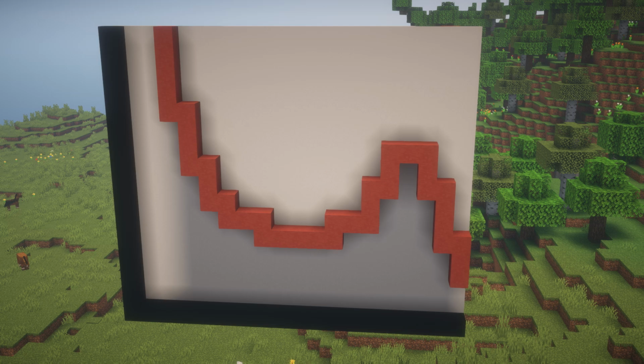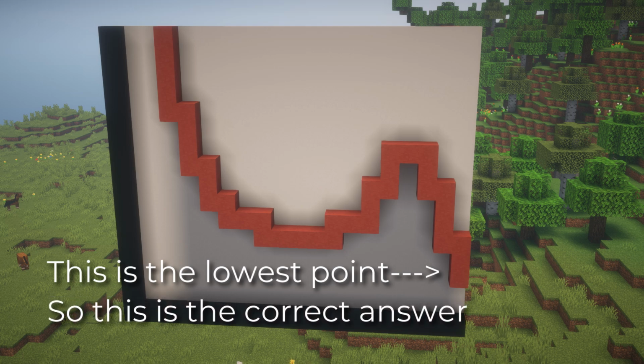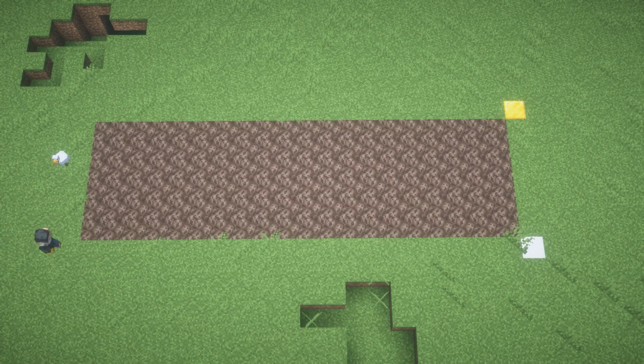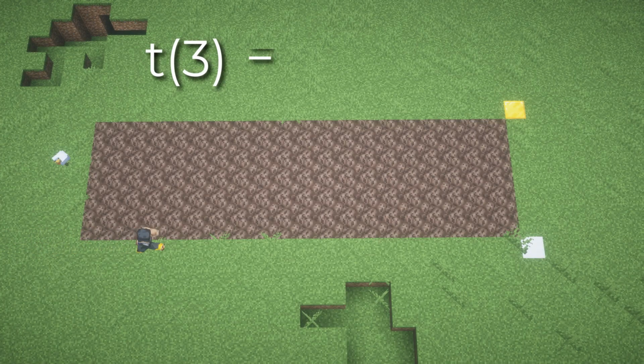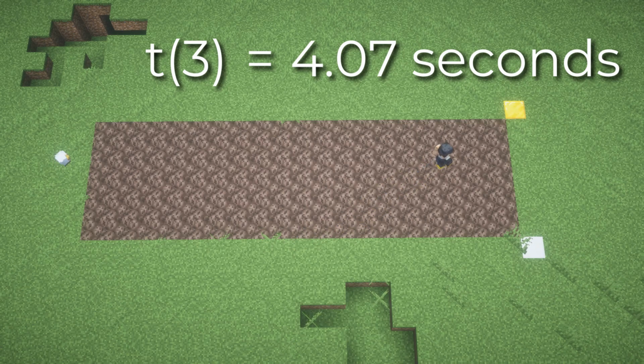Take this graph for example. We can see that the endpoint here is actually the lowest of the graph. It's actually lower than the minimum, but we'll never see it because the derivative of that point is not 0. So that would actually be the correct answer. So to prevent this from happening, we just have to check the endpoints and compare it to our solution. When we cut into the soul sand at x equals 3, the total time is 4.07 seconds. I did this by just plugging in the x equals 3 into the original t equation.